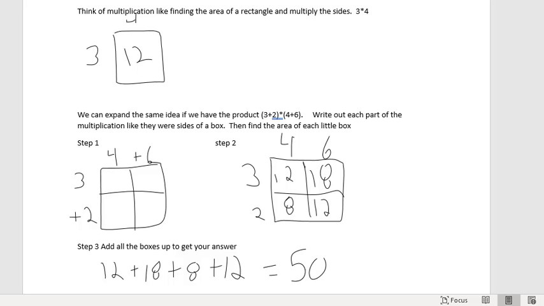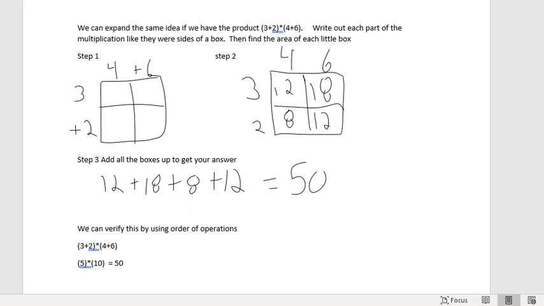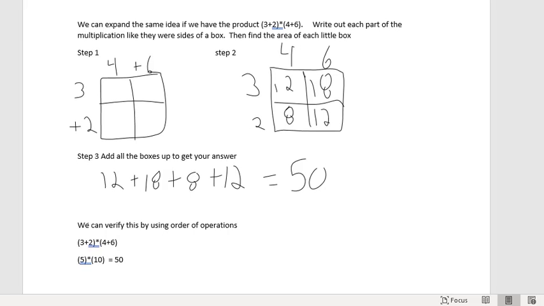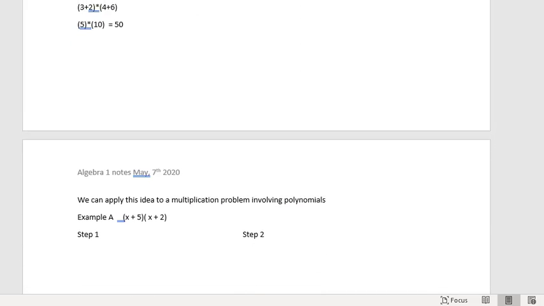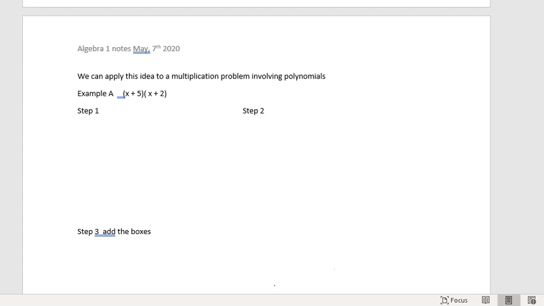All right, so we can verify that by using our order of operations like you've seen before. Do parentheses first. 3 plus 2 is 5. 4 plus 6 is 10. So 5 times 10 equals 50. For a simple problem like this, the box method will take longer, but it will help you when you go to look at polynomials.